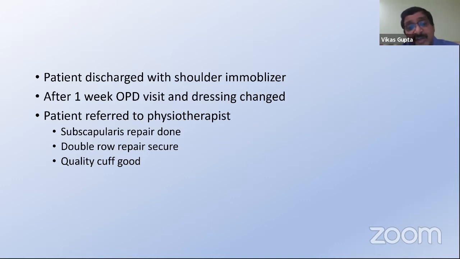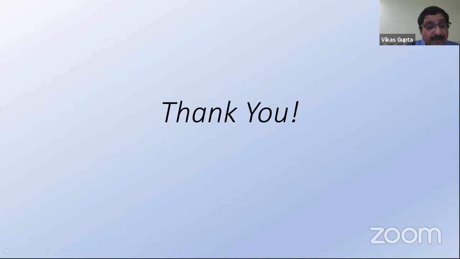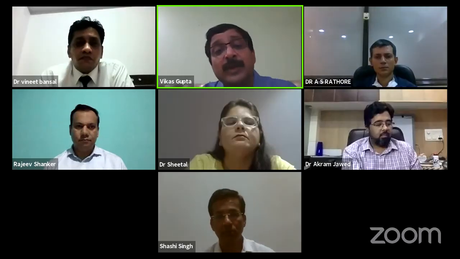So the patient was discharged with a shoulder immobilizer. At the first follow-up visit at 1 week, the dressing was changed and the patient was referred for physiotherapy, with the following information given: subscapularis repair has been done, double row repair, which is very secure, and tendon quality is good. So we can mobilize the patient early. I'll refer this patient to Vineet. Vineet will take over from here.